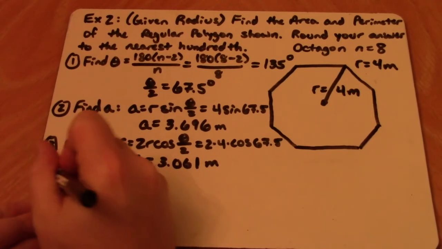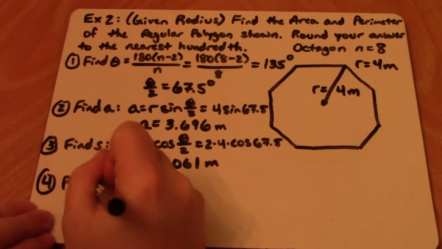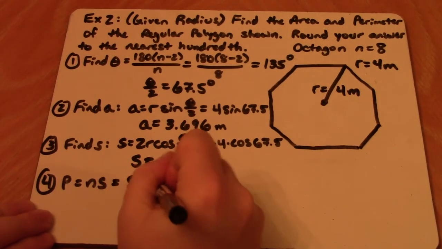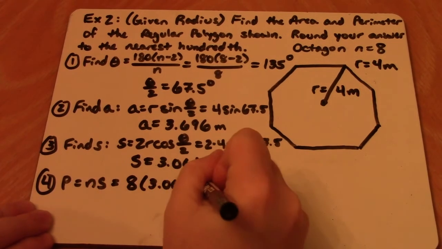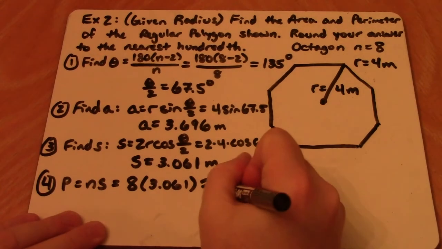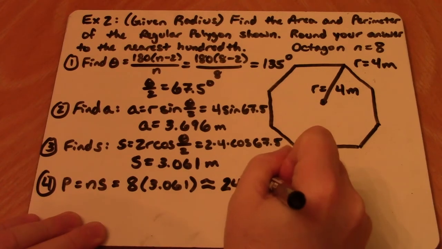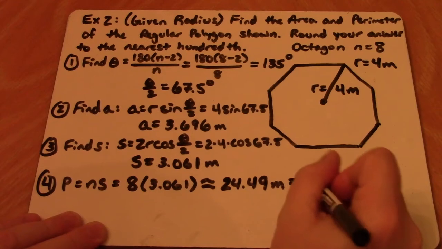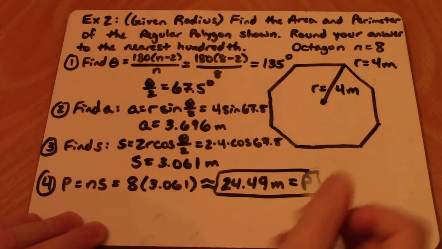So we start with perimeter, which is number of sides times side length. That is 8 times 3.061. We're going to round that off to 2 decimal places. 8 times 3.061 is going to be about 24.49 meters. So there's our perimeter, 24.49 meters.